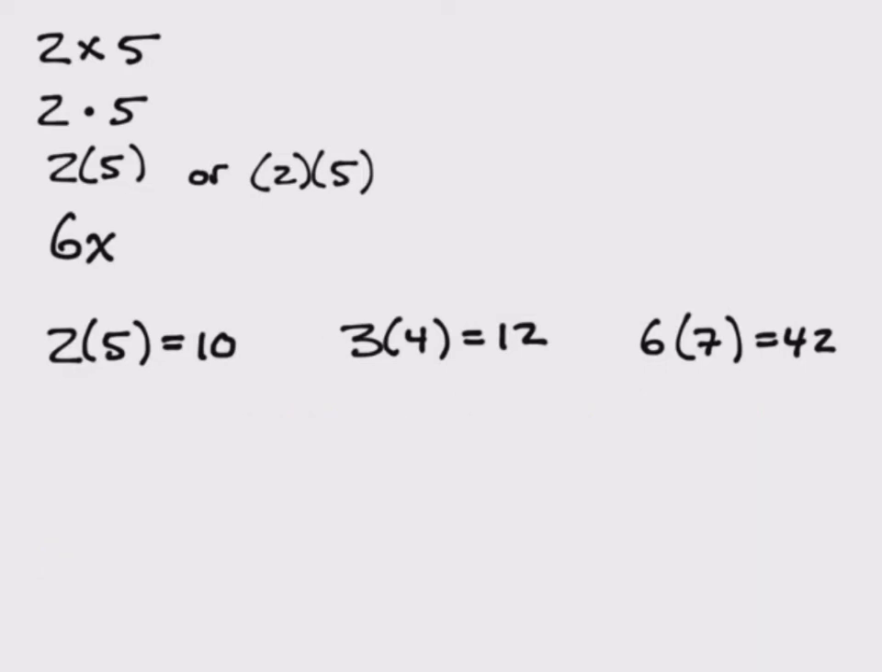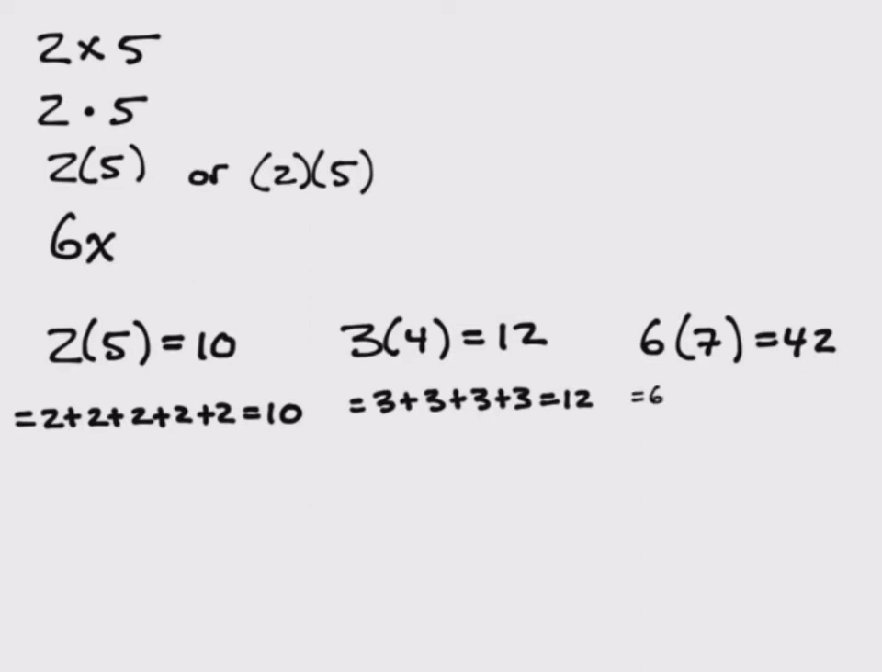2 times 5 is the same thing as saying 2 plus 2 plus 2 plus 2 plus 2, which is of course 10. And 3 times 4 is the same thing as saying add 3 to itself 4 times. So 3 plus 3 plus 3 plus 3, which is 12. Or in our last example, 6 times 7 means add 6 to itself 7 times: 6 plus 6 plus 6 plus 6 plus 6 plus 6 plus 6, which is 42.